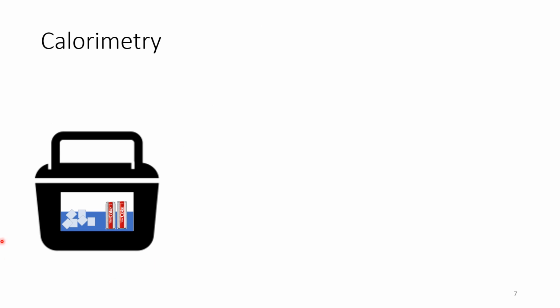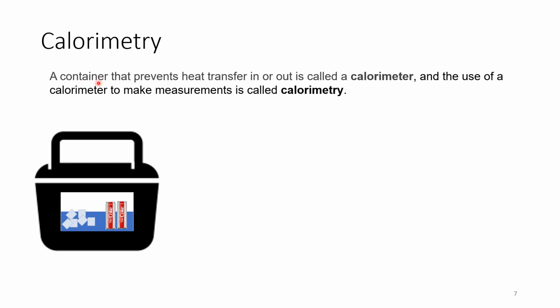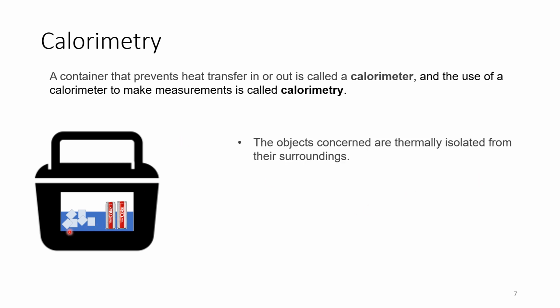You might be familiar with this picture if you have ever had an ice box when you go to the beach in the summer. Like an ice box, a container that prevents heat transfer in or out is called a calorimeter. And the use of a calorimeter to make measurements is called calorimetry. And the key point here is that inside an ideal calorimeter, the objects are thermally isolated from their surroundings.